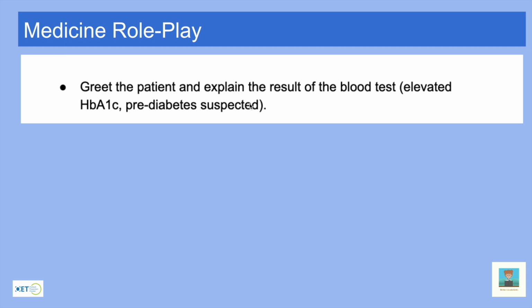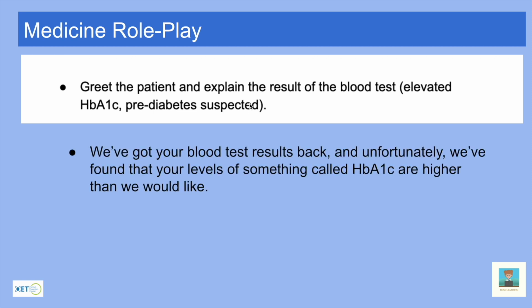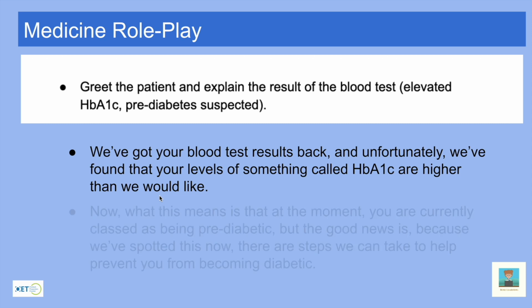Well, you could say something like this. We've got your blood test results back, and unfortunately, we've found that your levels of something called HbA1c are higher than we would like. So you're giving them the results, you're signalling to them that things aren't as they should be, you're giving them the technical term, but then you're explaining to them that it's too high, it's higher than we would like it to be.